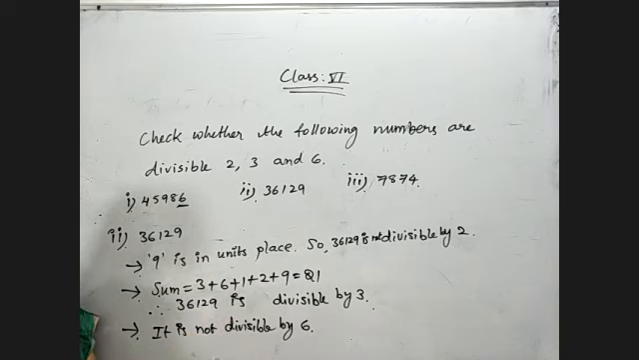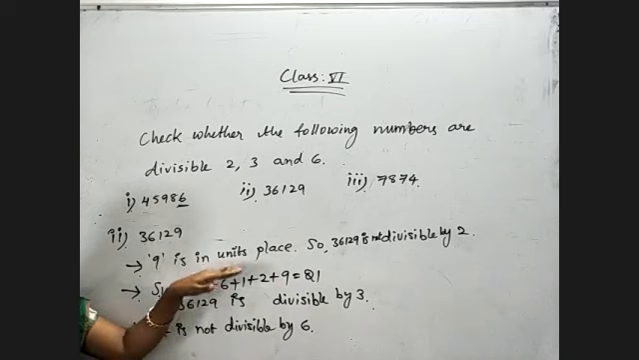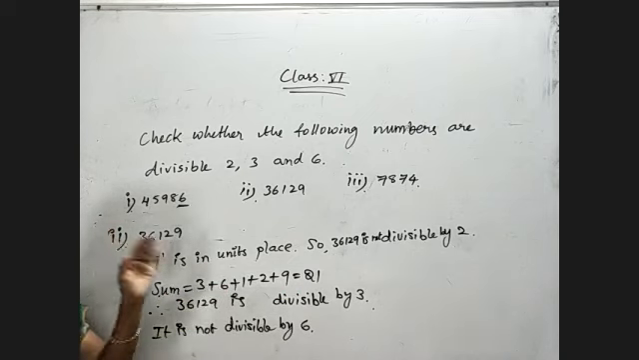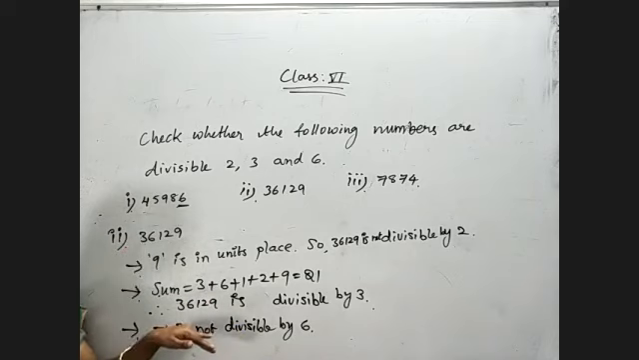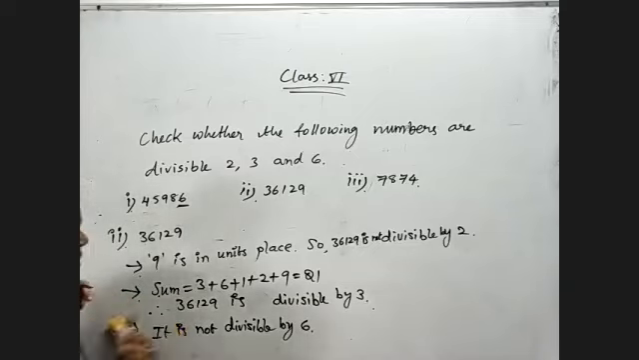What is the divisibility rule of 6? It must be divisible by 2 and 3. In the first question, that is divisible by 2 but not divisible by 3. That's why it is not divisible by 6. In this case, it is not divisible by 2, divisible by 3, but not divisible by 6. Now coming to the third question.